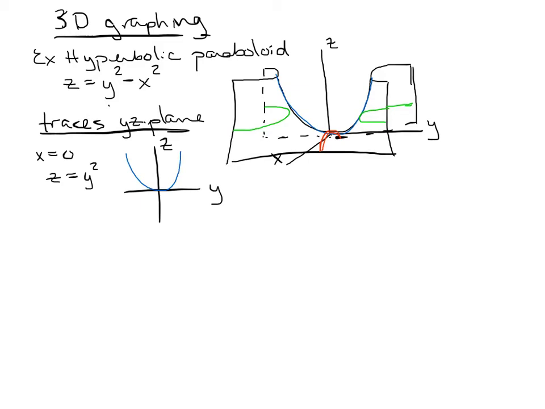Now, we can do multiple ones of these. So we can also say, let's try when x is equal to 1. Now, when x is equal to 1, this gives us the equation z equals y squared minus 1. So now that is a parabola that is one below this one. It's one below that one. So this is the trace. I've just drawn the trace now when x is equal to 1. Before I drew the trace when x is equal to 0.